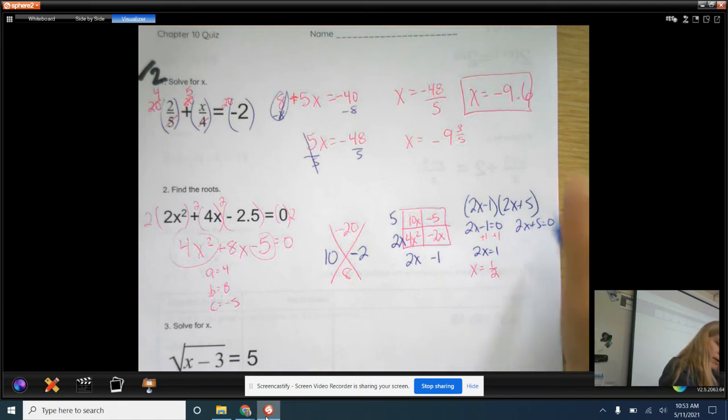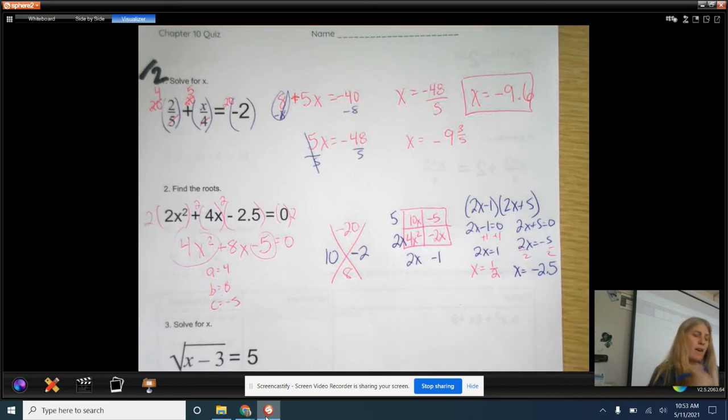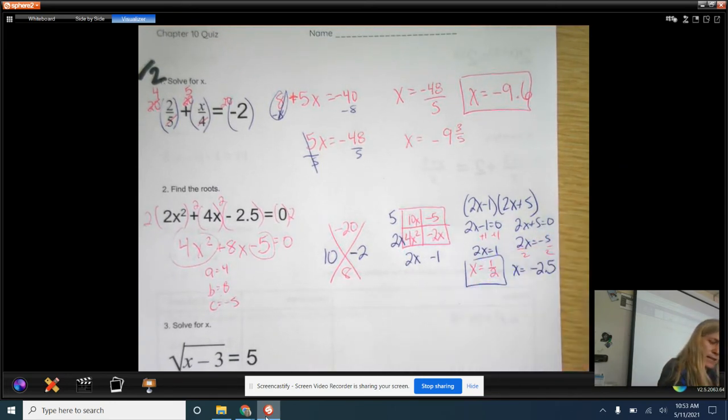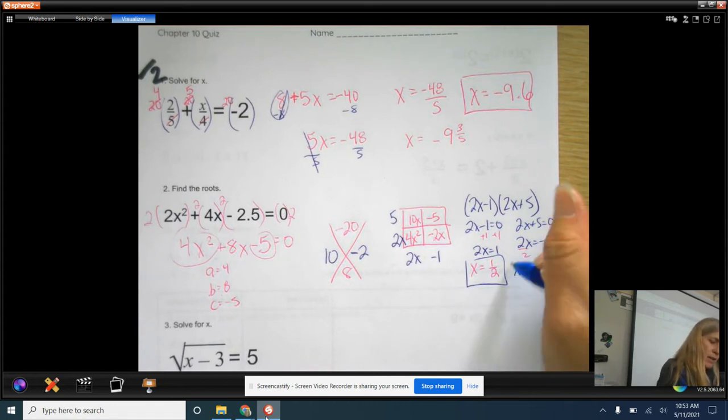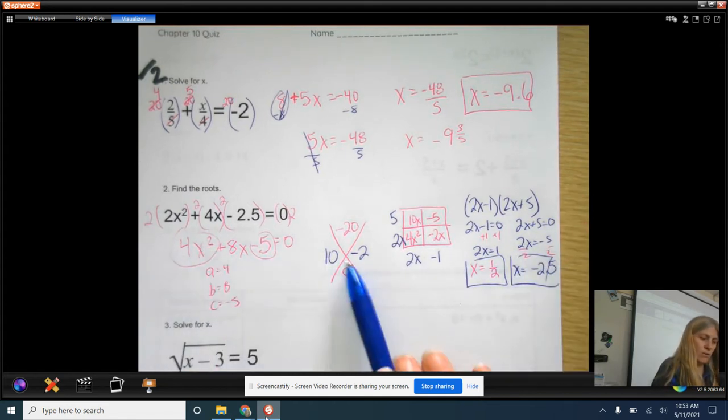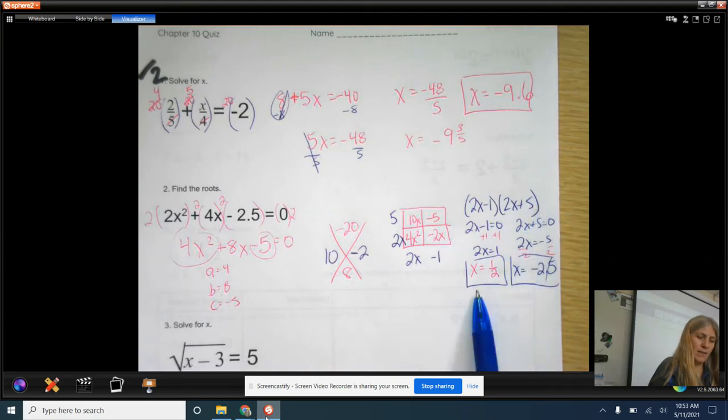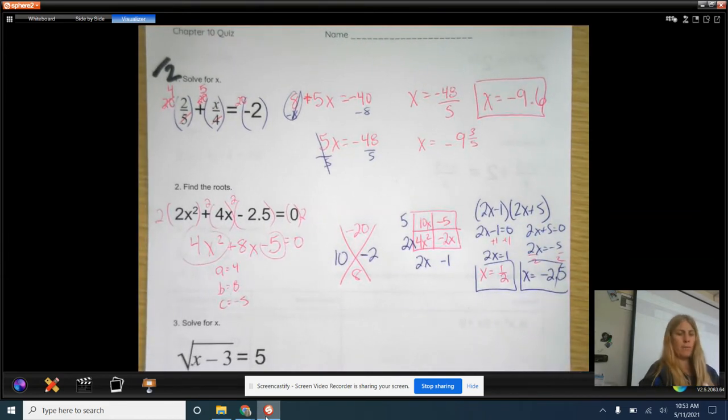And then here, we're going to subtract 5. 2x is equal to negative 5. Divide both sides by 2, and x is equal to negative 2.5. So 0.5 and negative 2.5, or 1/2, and you can leave that as negative 5/2 or negative 2.5. Okay, so 1, 2, 3, 4, 5, 6 points for problem number 2.